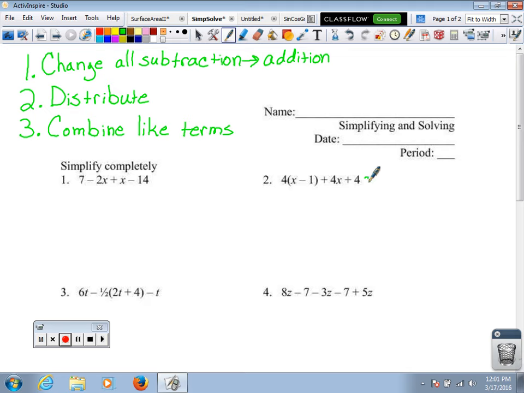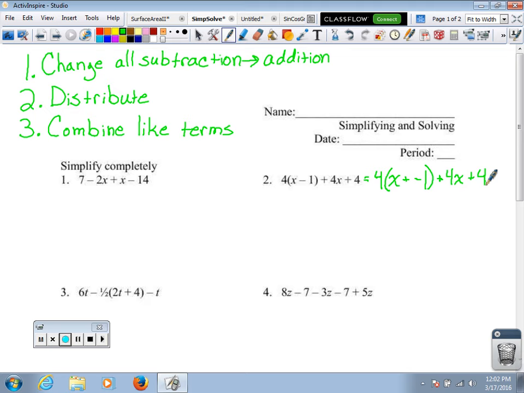Let's get started. The very first thing that we're going to do on number 2 is change that subtraction to addition. So I'll keep the 4 times the quantity x, but instead of having x minus 1, we'll change that to x plus a negative 1. That way we can see that that 1 is negative, and when we work through the rest of the problem, we won't miss that. Then I'll carry over the plus 4x plus 4. We didn't do anything with those two terms, so we're not going to adjust them. We're going to leave them exactly as they are.